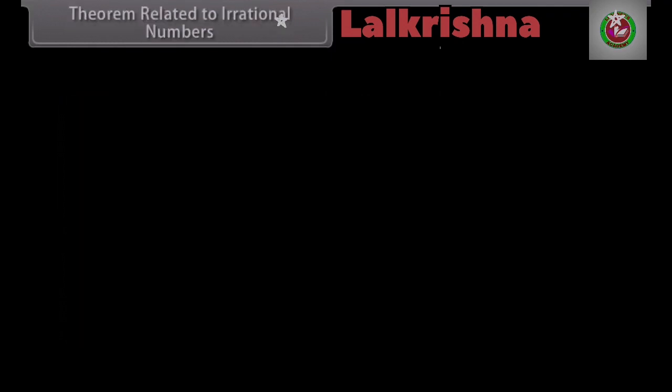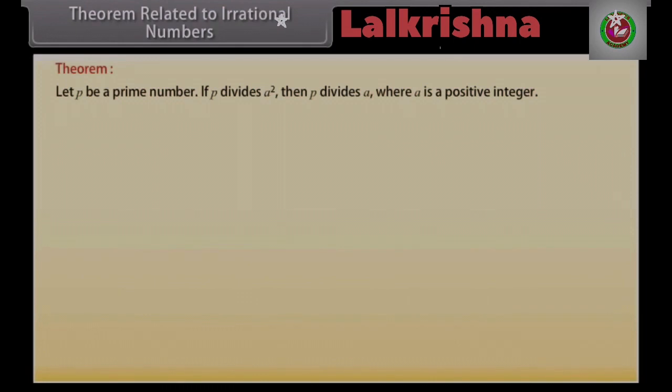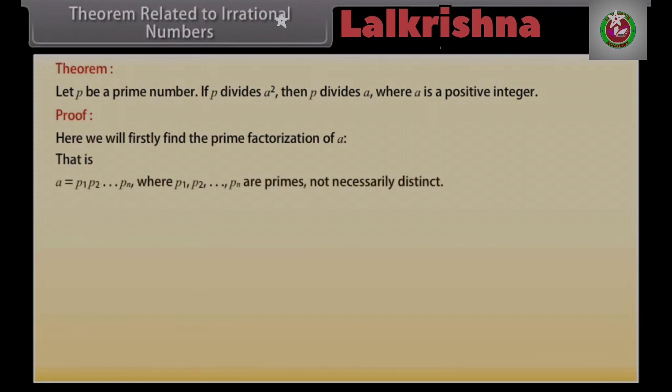Theorem related to irrational numbers. Theorem: Let p be a prime number. If p divides a square, then p divides a, where a is a positive integer. Let us prove this theorem. Proof: Here we will first find the prime factorization of a. That is, a is equal to p1, p2, and so on till pn, where p1, p2, and so on till pn are primes, not necessarily distinct. Therefore, a square is equal to p1, p2, and so on till pn times p1, p2, and so on till pn, which is equal to p1 square, p2 square, and so on till pn square.